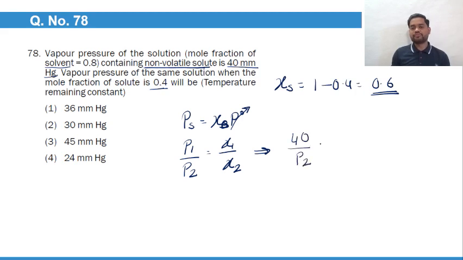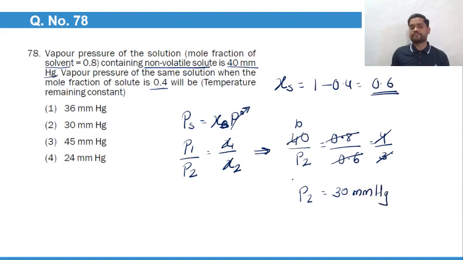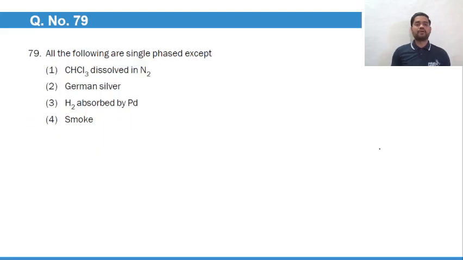Second, we don't know the vapor pressure at 40. The vapor pressure is that of the solution where the first mole fraction is 0.8 and the second mole fraction is 0.6. So this will be equal to 4 by 3. So P2 is equal to 4 into 10, and that is equal to 30. So 30 mm Hg. So question number 78, the right option will be option number 2.